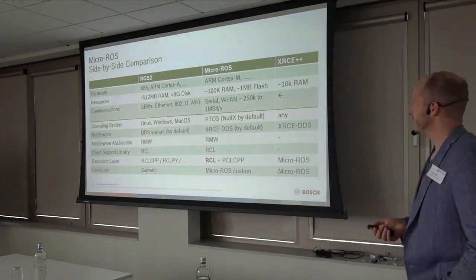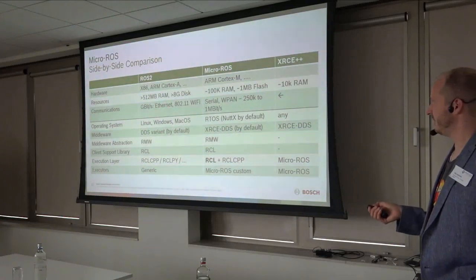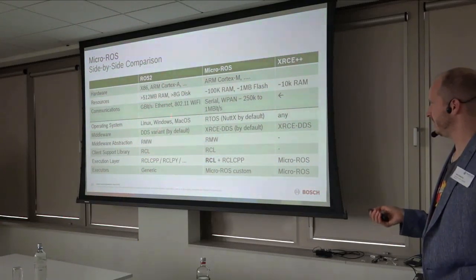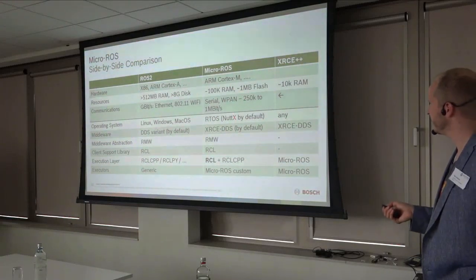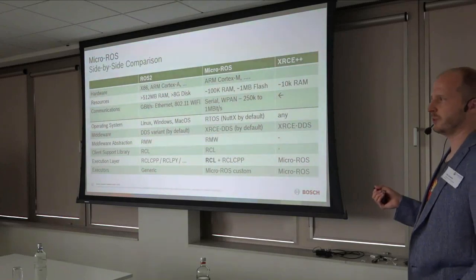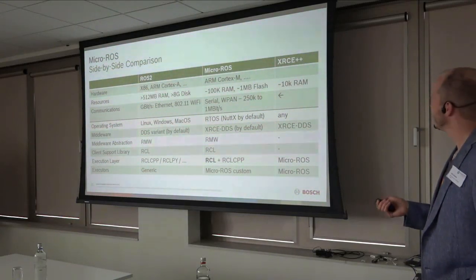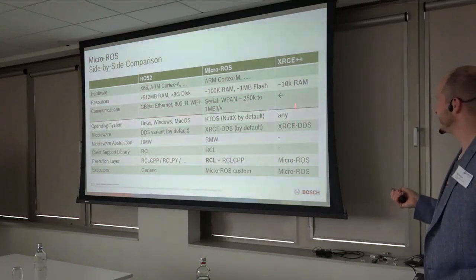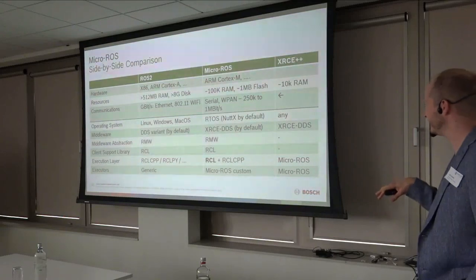I summarized this here a little bit. So ROS2 is basically x86, ARM Cortex-A class things, big RAM, big disks, high bandwidths, Linux, Windows, macOS, and so on. This is Micro-ROS. And I also mentioned something here: some people also use the XRCE implementation directly. Altarium is one of them, I believe. And that's, we think, mainly interesting for even smaller devices.